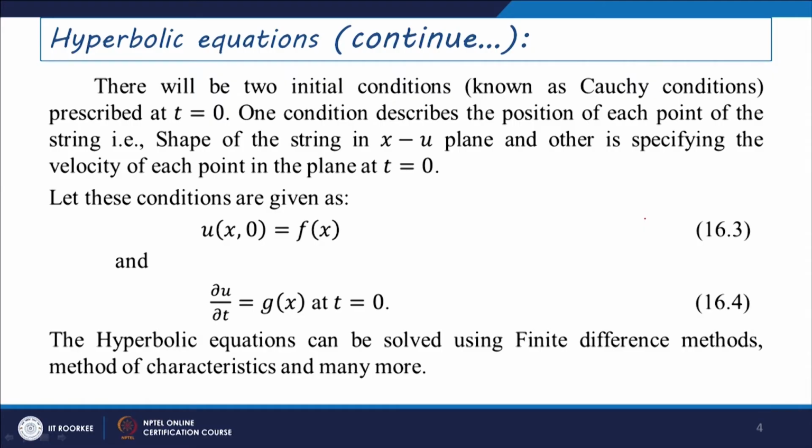At time t equals 0, u is defined as a function of x, and del u by del t, the time derivative, is considered as a functional value, since whenever time changes the positions change. So you will have a change that depends on the functional values of g. These hyperbolic equations can be solved using finite difference methods, the method of characteristics, or many other available methods.